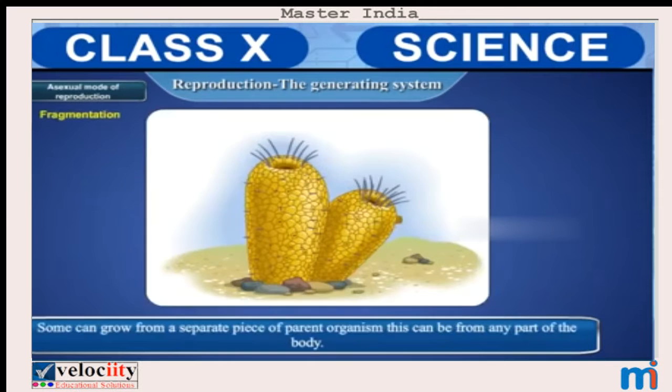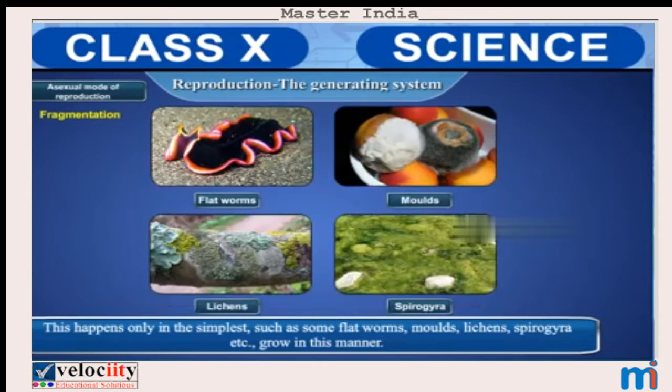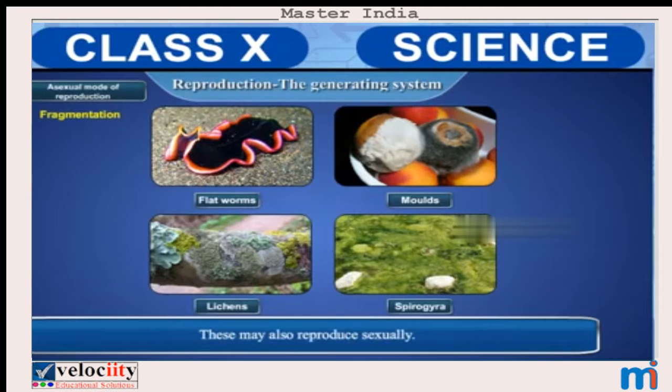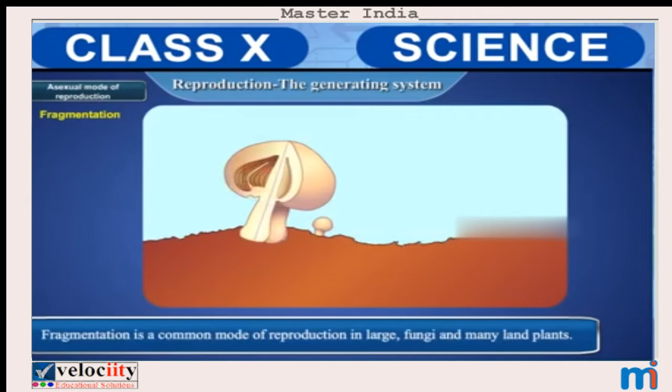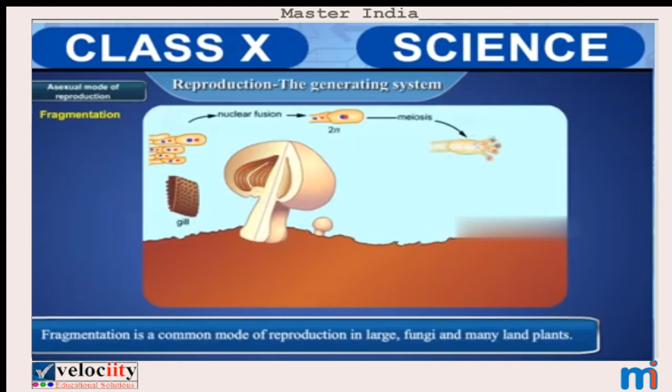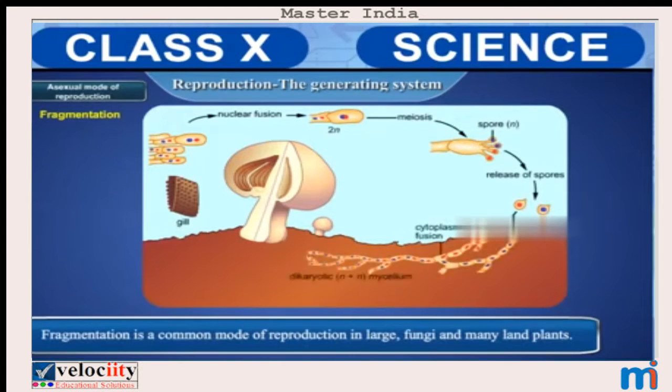Fragmentation. Some organisms can grow from a separate piece of the parent organism. This can be from any part of the body. This happens only in the simplest organisms, such as some flatworms, moles, lichens, Spirogyra, etc. These may also reproduce sexually. Fragmentation is a common mode of reproduction in large fungi and many land plants.